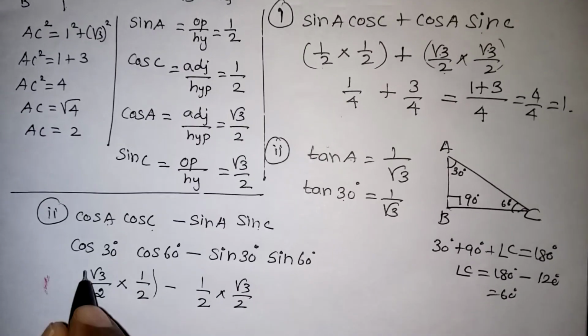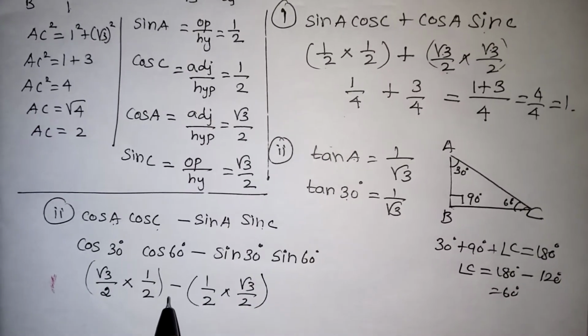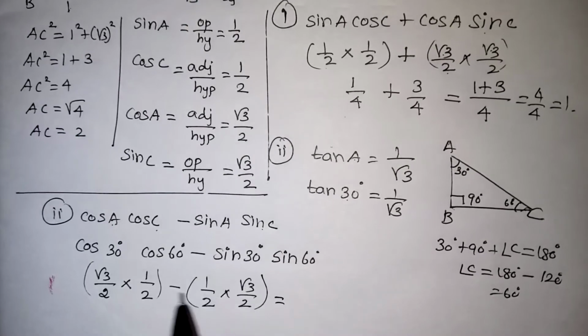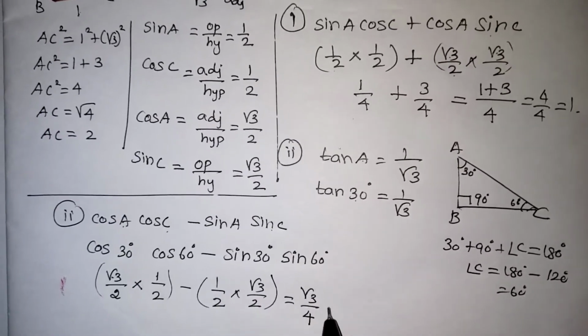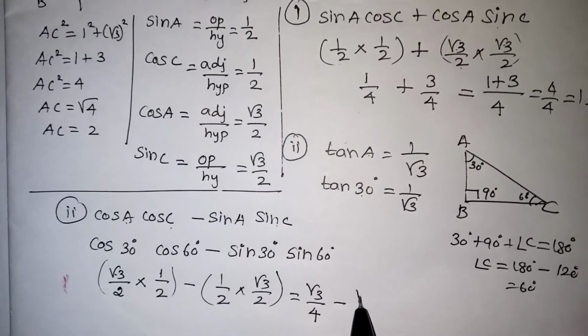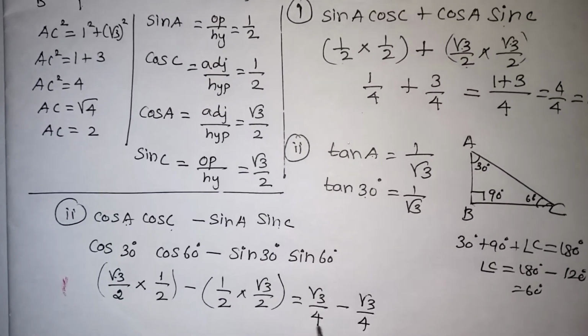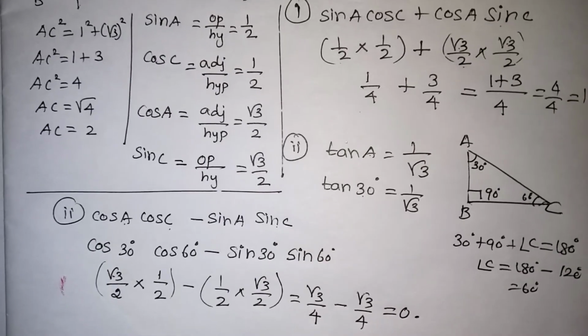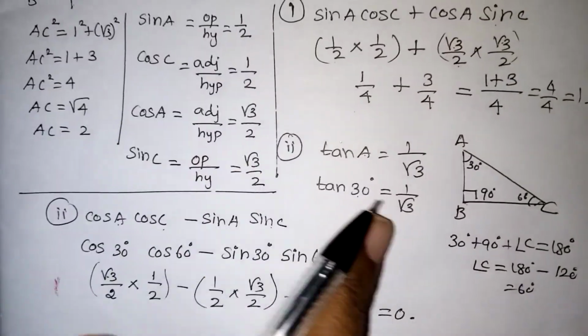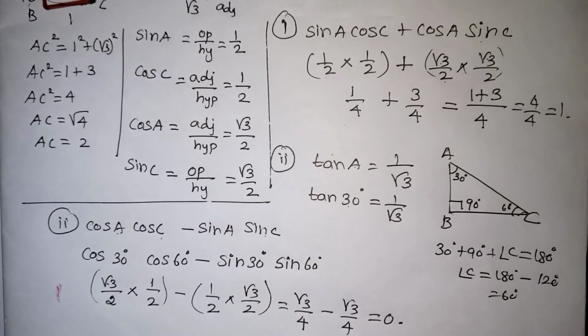First we need to complete the multiplication, then only come to the subtraction. So root 3 into 1 is root 3, denominator 2 twos are 4, minus 1 into root 3 is root 3, 2 twos are 4. The same number is subtracted, so the answer is 0. So that is your correct answer, students. Either you can go by this method, or you can find the angle and apply the table values also.